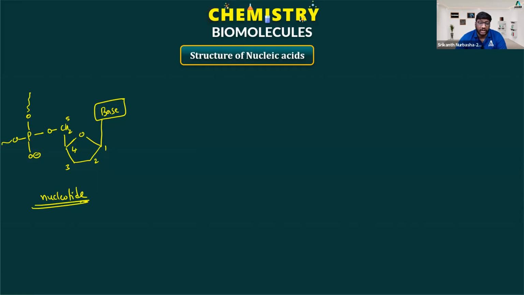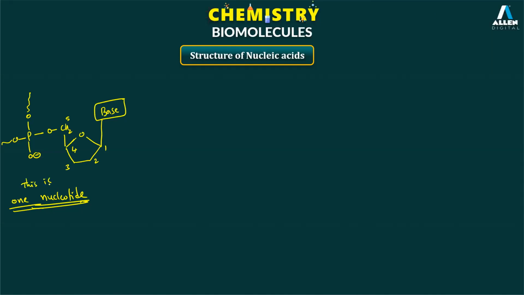This is one nucleotide. But what is nucleic acid? Nucleic acids are polynucleotides. That means one nucleotide and the other nucleotide, what type of linkages do they have? Polynucleotide is nothing but your nucleic acid. Polynucleotide means many nucleotides linked with each other. The one nucleotide and the other nucleotide are going to be linked through phosphodiester linkage. And through which carbon is the linkage going to happen? Third carbon and fifth carbon.